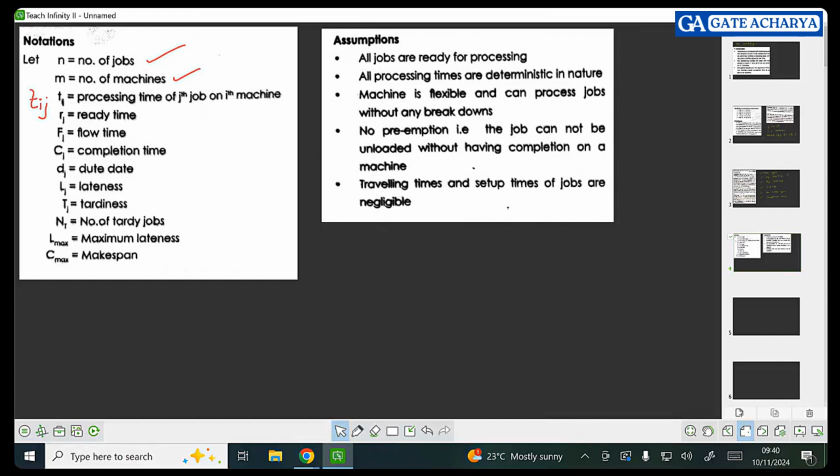Machines are flexible and can process jobs without any breakdowns. Before you do scheduling, you need to make sure all these assumptions hold, and that the industry has these kinds of facilities and the workflow flows in this manner. Only then is it possible to do job scheduling. Next, no preemption, that is, jobs cannot be unloaded without completion on a machine. Next, traveling time and setup time of jobs are negligible. So setup time and the time for traveling from one machine to another we neglect while calculating the sequencing.